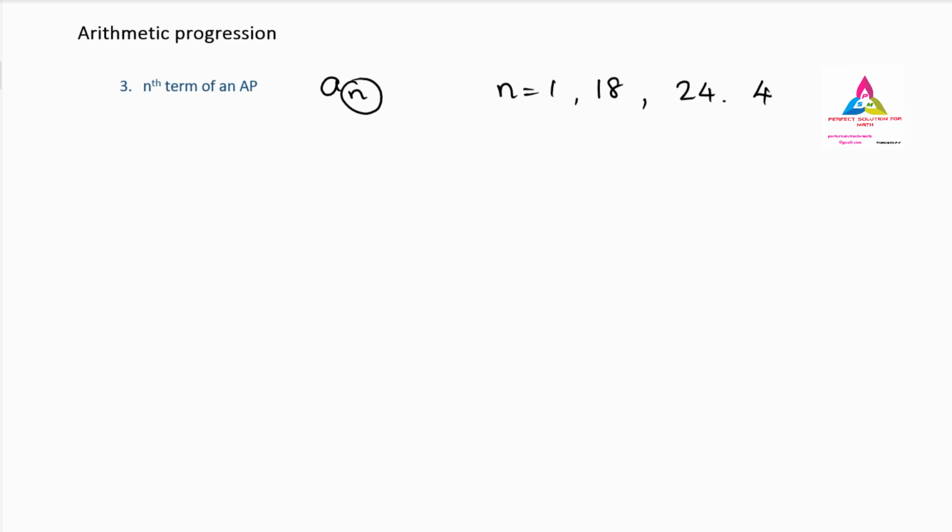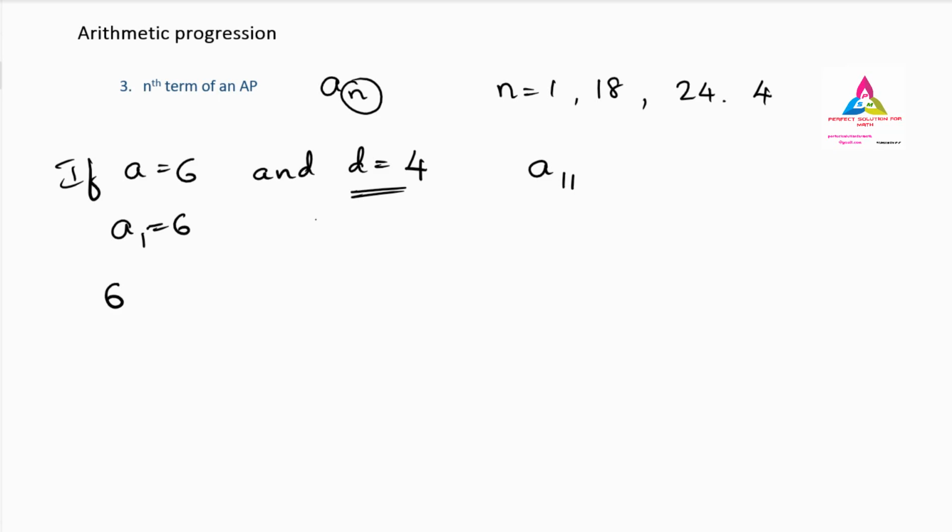Before going to the formula, let us take an example. For example, if a is equal to 6 and D is equal to 4, here you have to find the 11th term, that is a11. How to find this? We know a refers to the first term, that is a1 is equal to 6. Also they have given D is equal to 4 for us. So how to find the sequence? First a1 means 6, the first term.